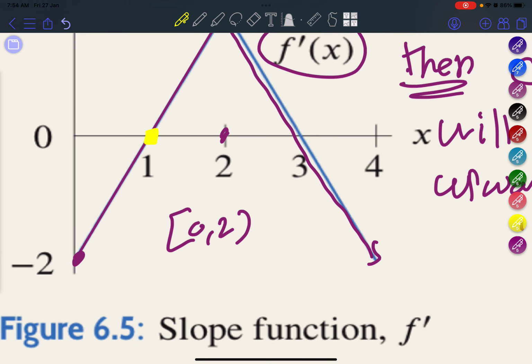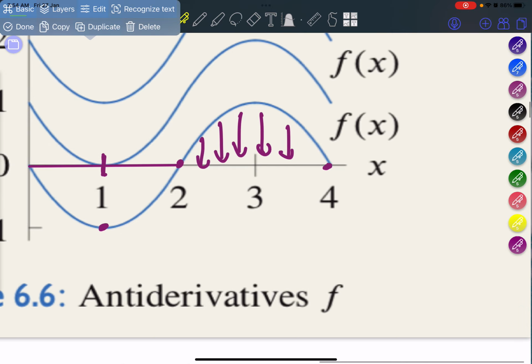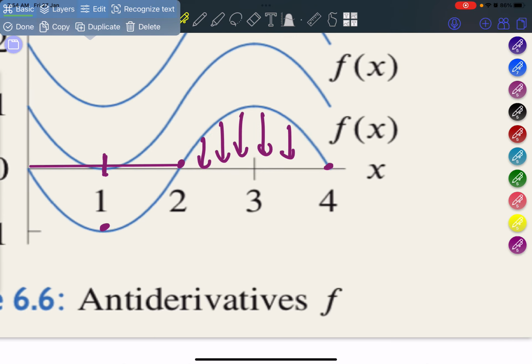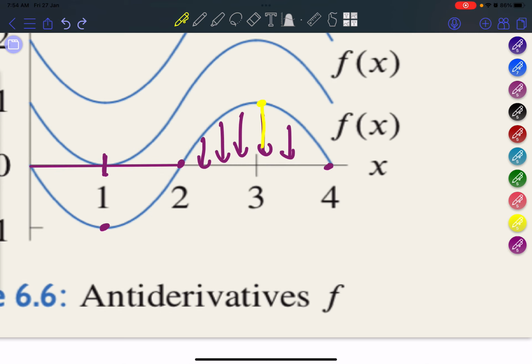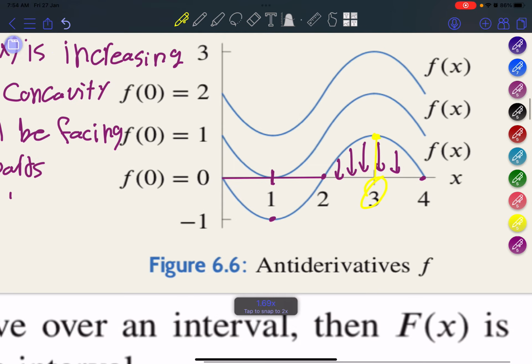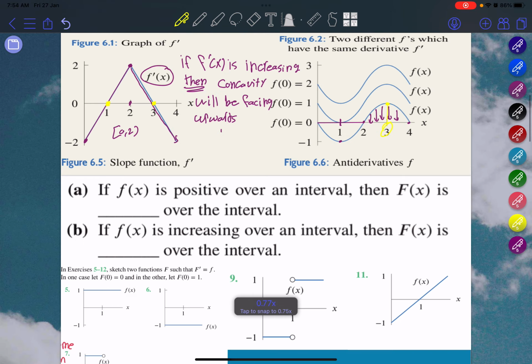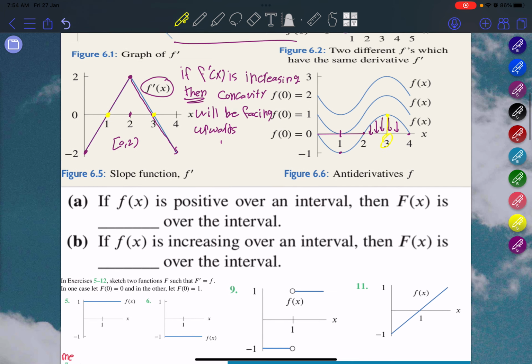We also should know that in a critical point, the slope will equal 0. So when does it cross the x-axis? At 3, 2. And if we go back to the original function, at 3, it has a minimum or maximum, as you can see here, at 3. Okay. I believe this summarizes this up.